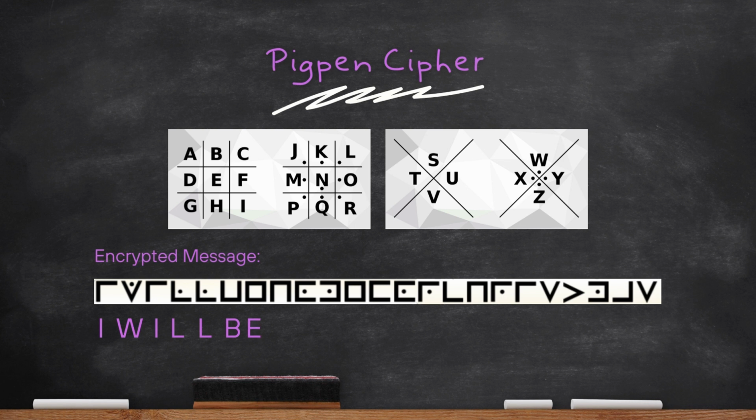Now I want you to pause this video and do the remaining ones left, and continue playing it once you have generated the whole encrypted message. If you have done it correctly, you should be able to decrypt the message and generate the words "I will be home for Christmas." Have you done it correctly?